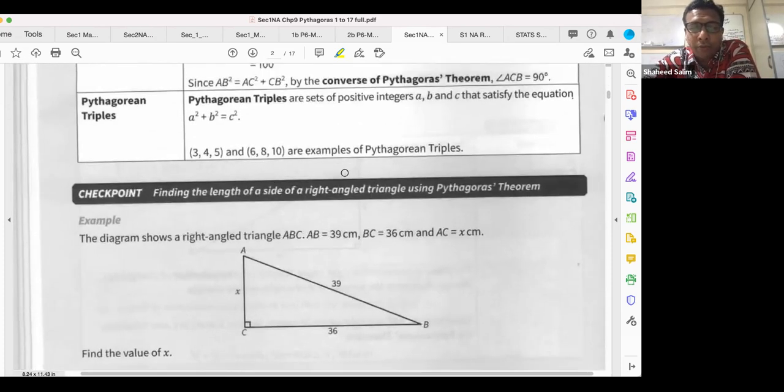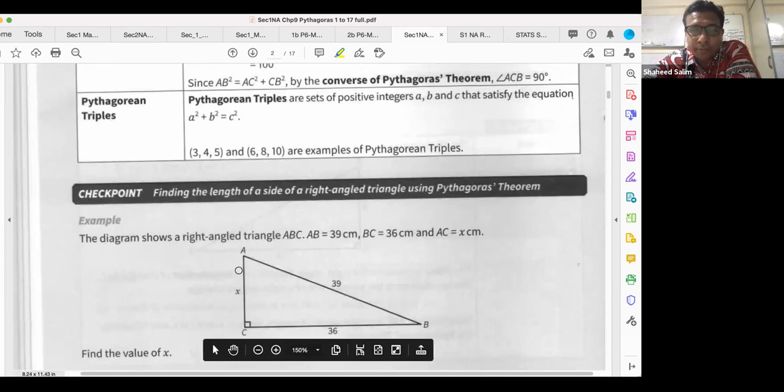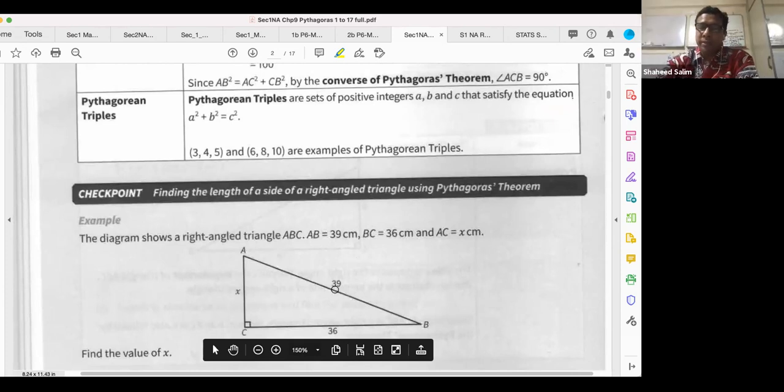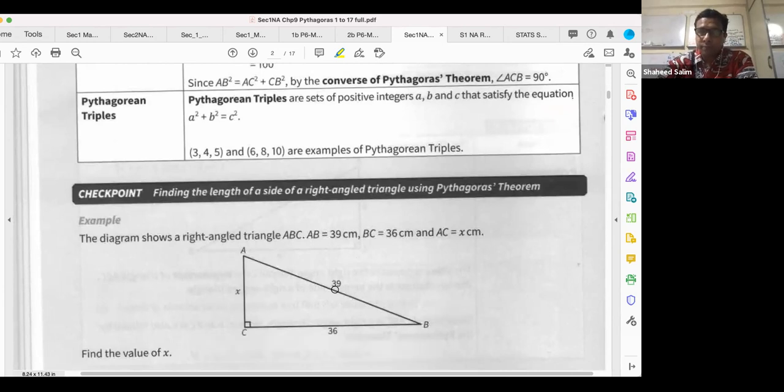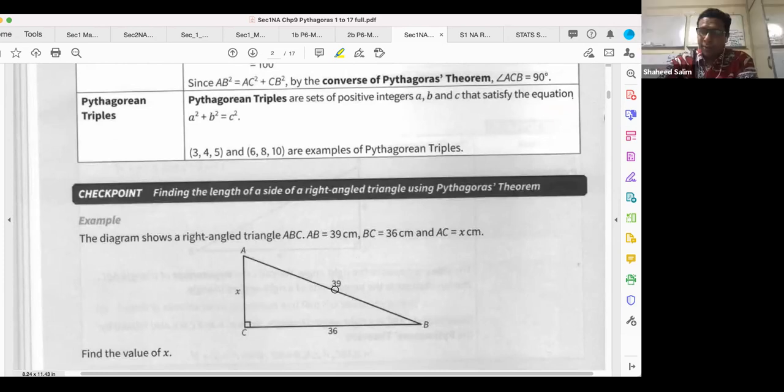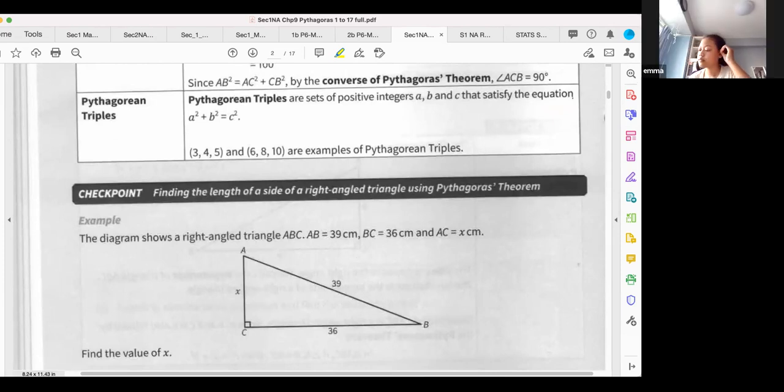So can you try, let's say now, to do this one. Can you find the value of x over here? Remember, this squared, you add together, equals 39 squared. Can you find what x is? Normally students are just confused. They don't get it. Why? We can do the experiment, but anyway, you try.